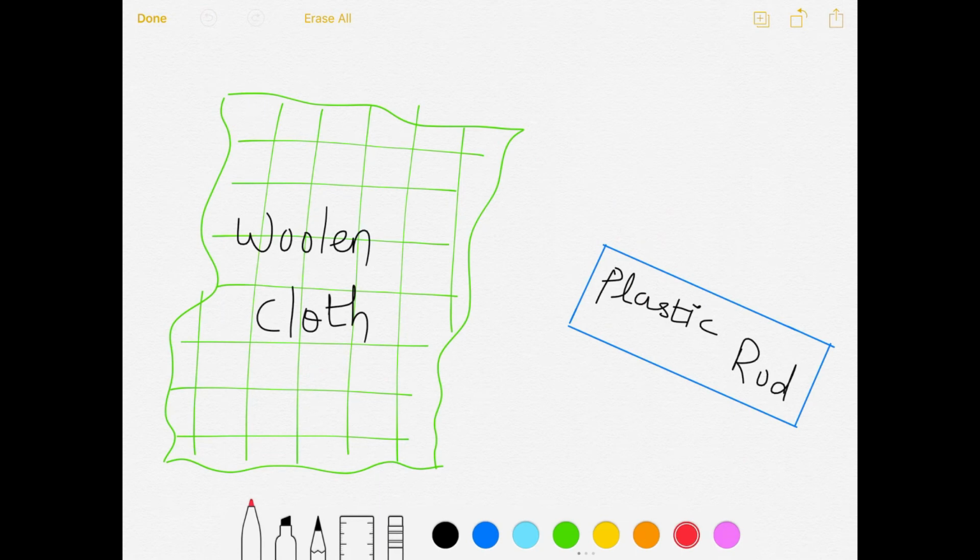In a similar way, when you rub a plastic rod with a woolen cloth, the electron travels from the woolen cloth to the plastic rod. And that is how the plastic rod becomes negatively charged as it gathers more electrons, and the woolen cloth will become positively charged as it loses electrons.